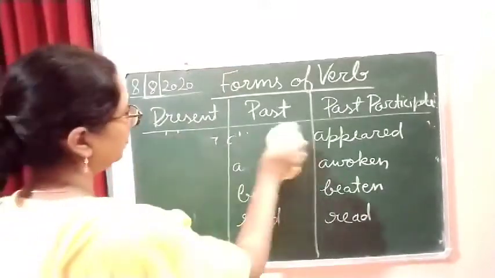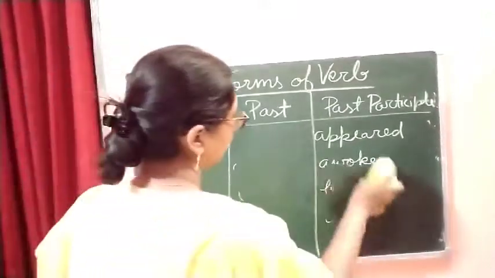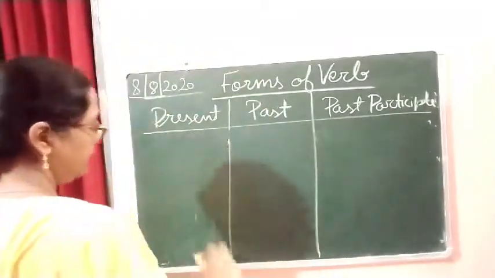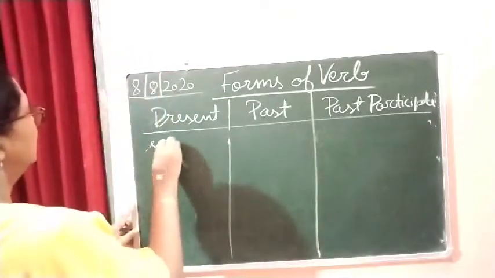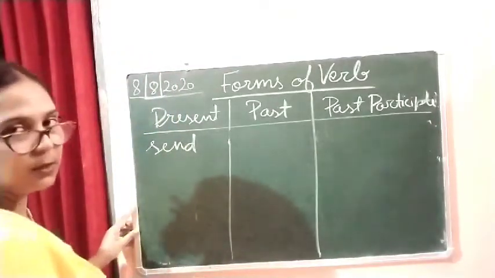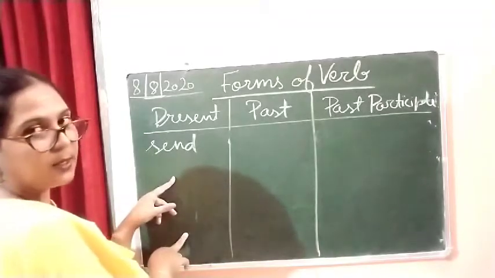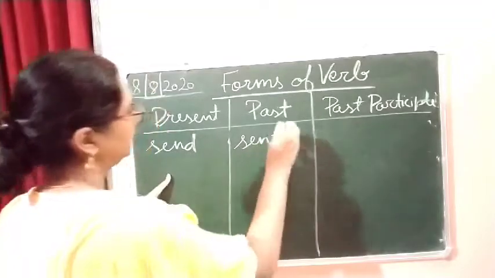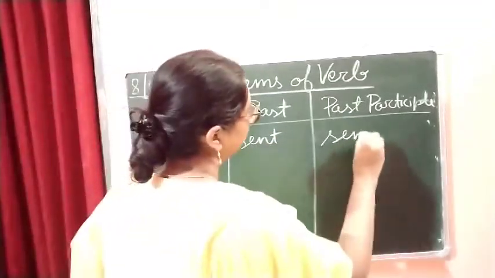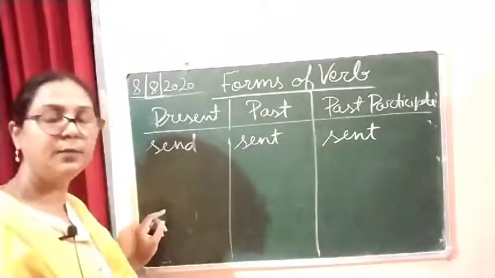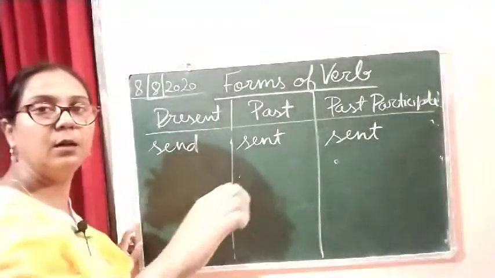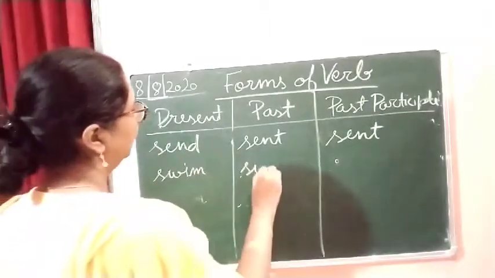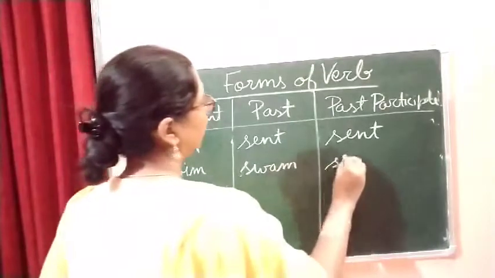Now I am going to write only a few words that always cause confusion. First of all, send. In present tense we will write send. In past tense we will write sent, and it will remain the same in past participle. Now the next word is swim, swam, swim, again swim.